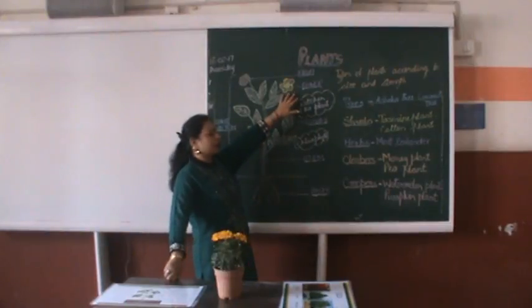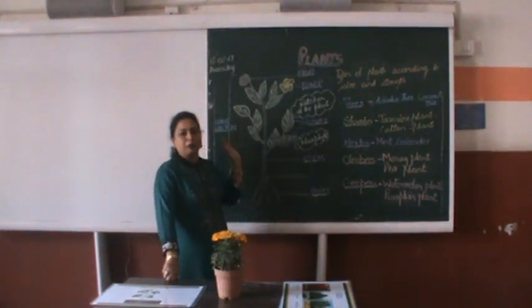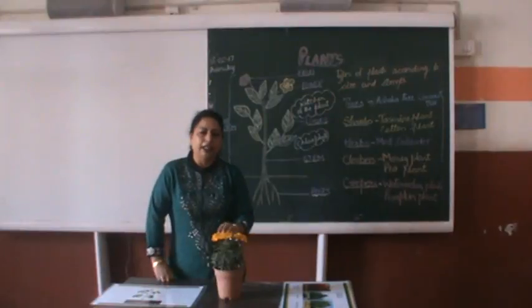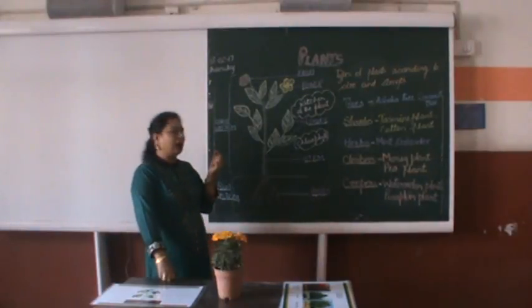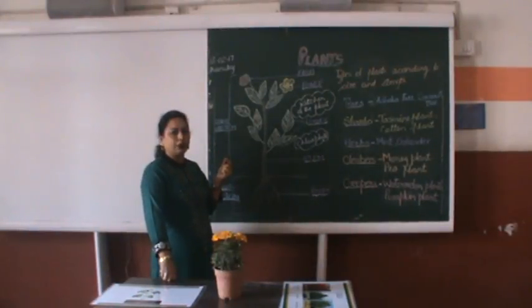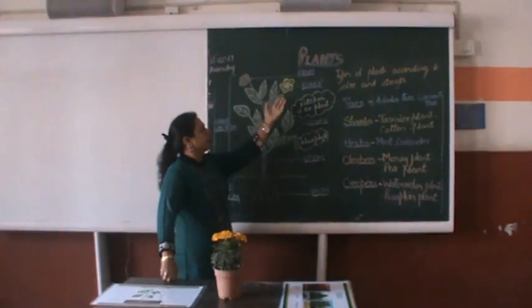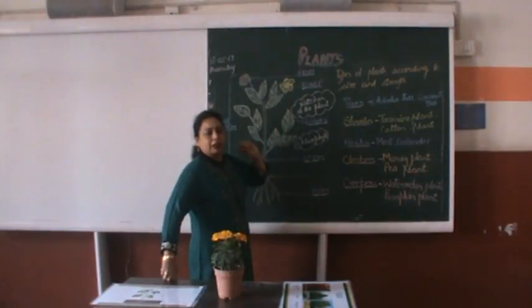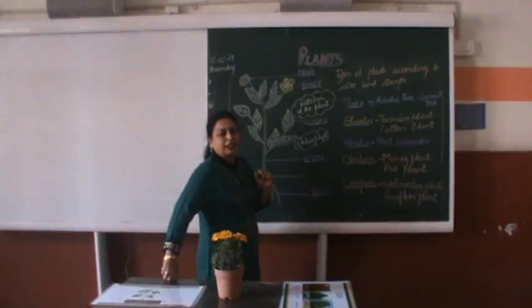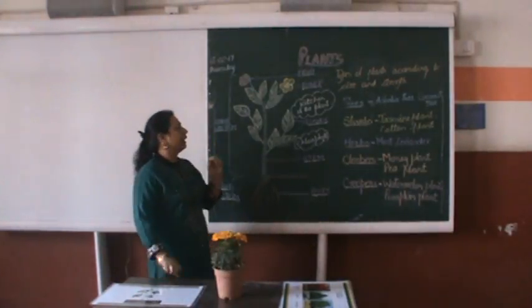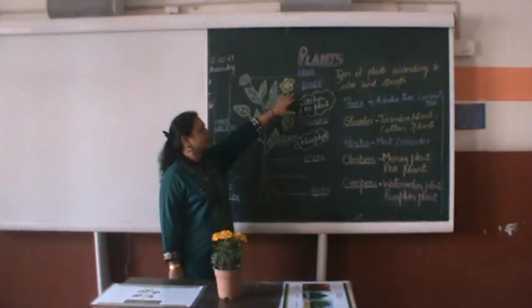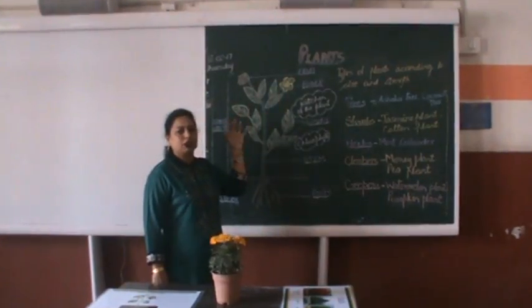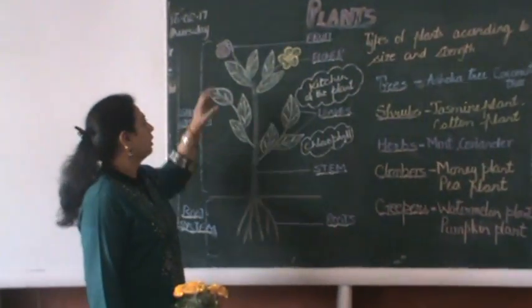Next comes the flower. The most attractive part of a plant is the flower, and these flowers have a sweet smelling liquid called nectar in them, and the flies, insects and small birds are attracted to these flowers and they help in pollination. The basic function of the flower is pollination, and then it changes into fruit.